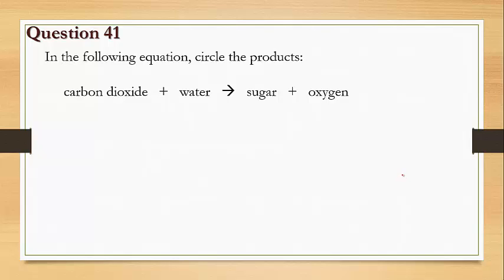All right, last question on this page here is what we want to do: in the following equation, just circle the products. And again, I hope by now this is easy. The reactants are on the left and the products are on the right. So we want to circle the sugar and the oxygen.